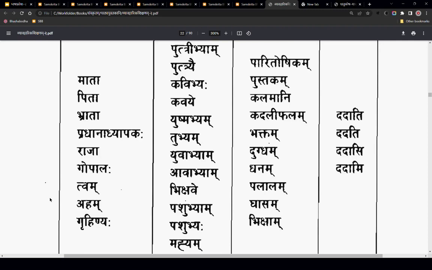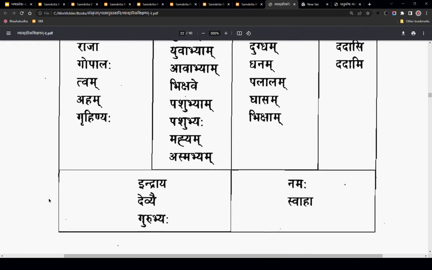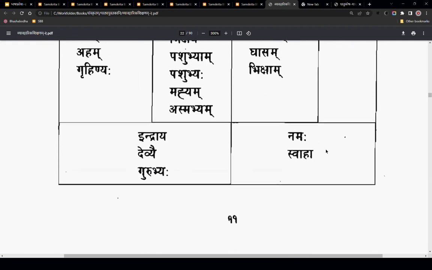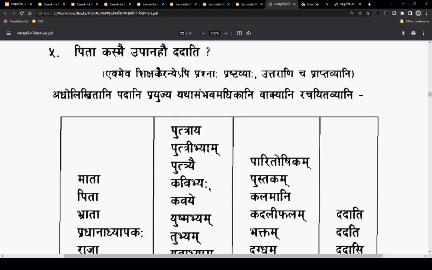Okay. So similar. And there are some Namaha, Swaha. Indraya, Devyai. Devyai is ekavachana, like Nadyai, like Nadi, Devi, Devyai. Swaha, Devyai Namaha, etc. Okay. Any questions so far on these?